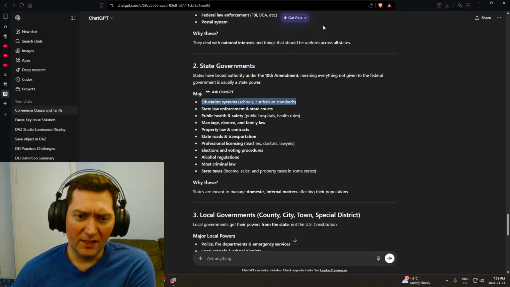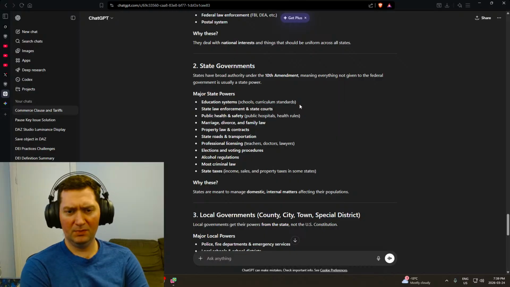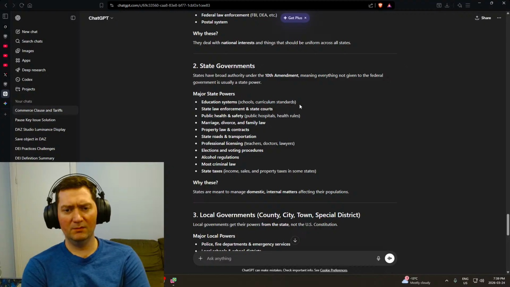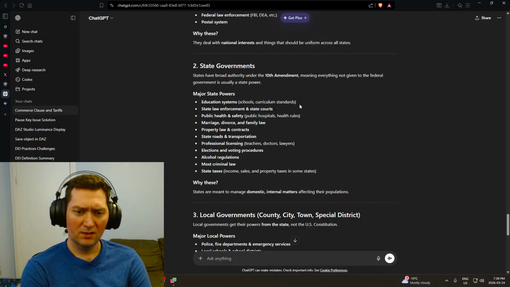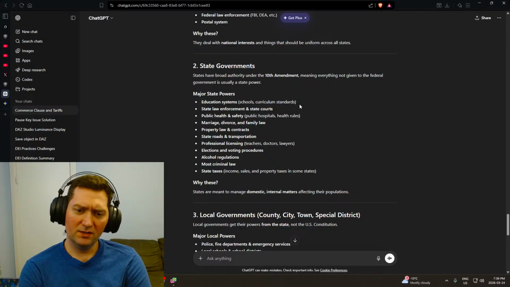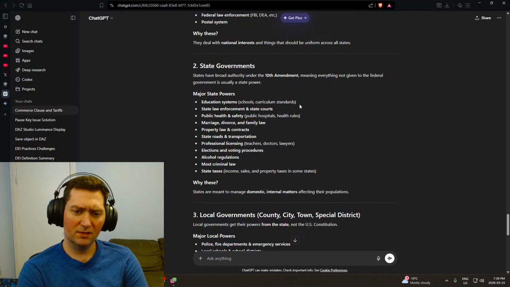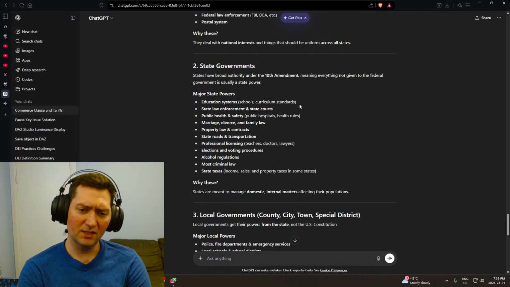Other things that the state government does are state law enforcement and state courts, public health and safety, public hospitals, health rules, marriage, divorce, and family law, property law and contracts, state roads and transportation, professional licensing for teachers, doctors, and lawyers, elections and voting procedures, alcohol regulations, most criminal law, and state taxes.